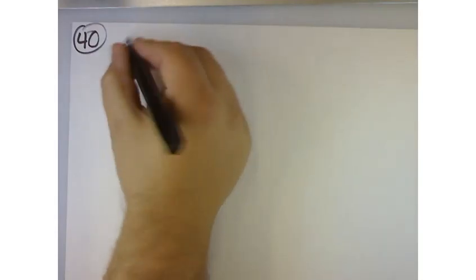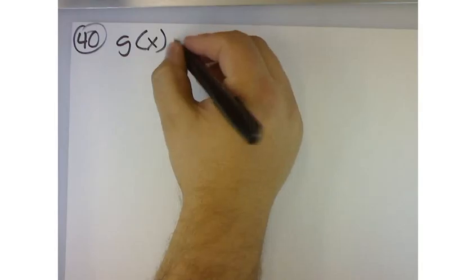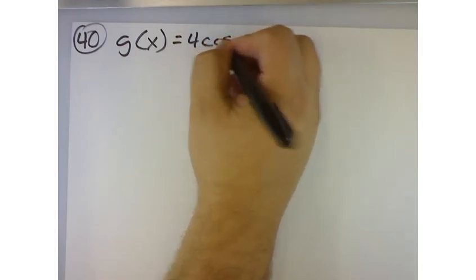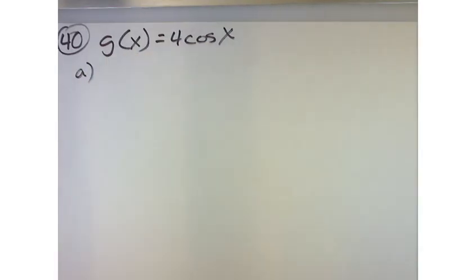So 40, we basically have to do the same thing as 35, except now we have g of x for cosine of x. Alright, so part A wants us to figure out the minimums and maximums.